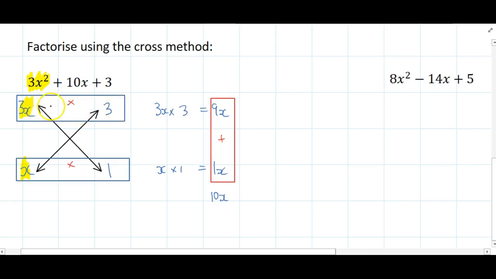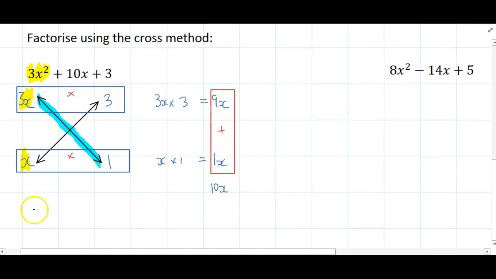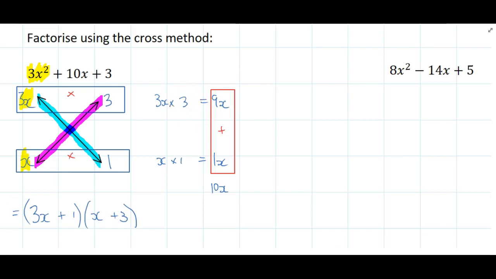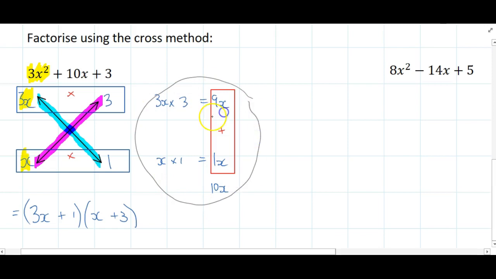So what you do now is you follow the arrows, okay, and that's going to be your first factor. So this factorises to 3x plus 1, and the other one obviously is going to be x plus 3. This bit here is generally done in your head. So you'd say 3x times 3 is 9, plus 1 is 10. You're actually supposed to do that in your head. It's a lot more compact, but it does take a bit more trial and error.